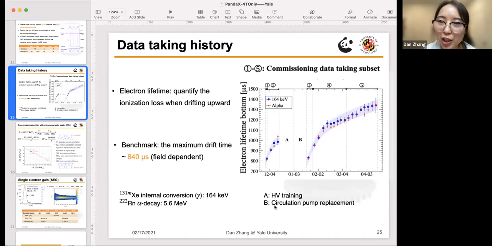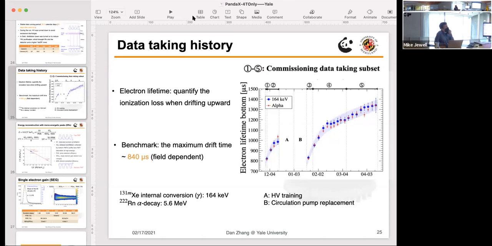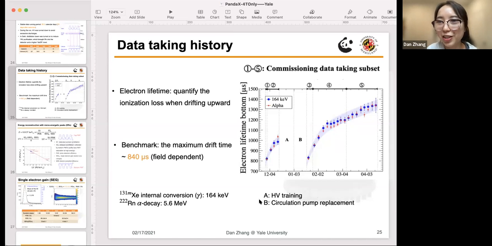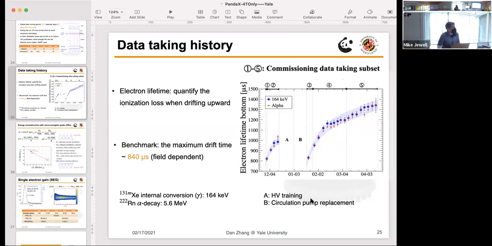We actually changed the circulation pump, and that set the electron lifetime back to the beginning, so we have to wait for a while again. I only showed the slide and hadn't talked about it, so thanks for pointing it out. Yes, the big jump; I was curious, but it makes perfect sense.